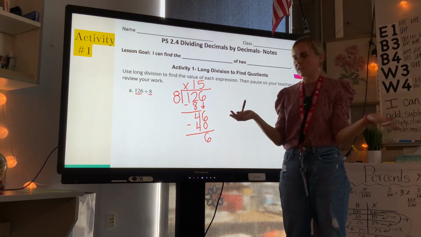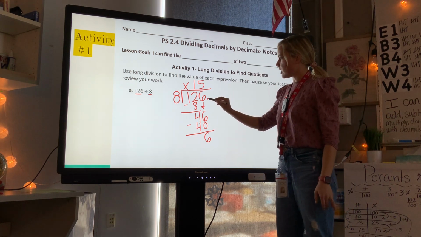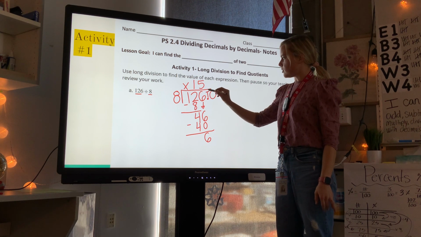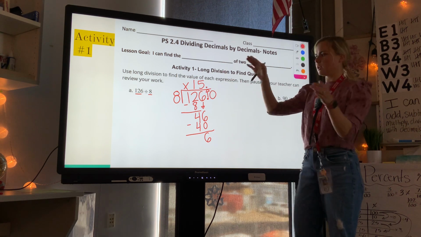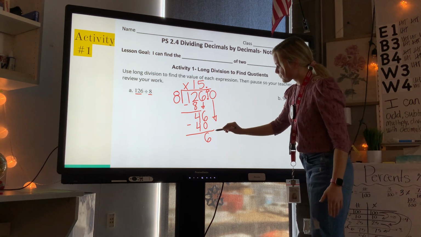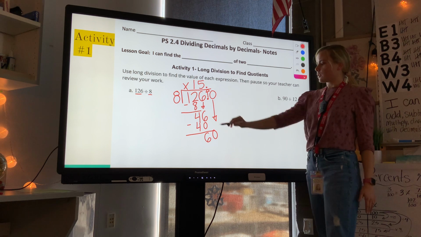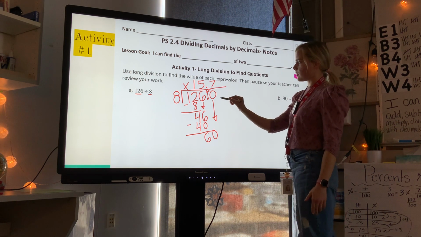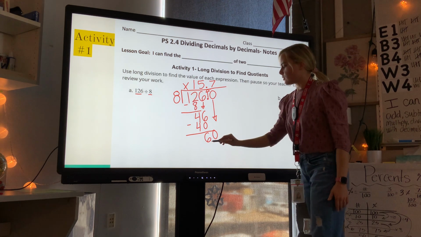We're writing our answer as a decimal. So we're gonna continue by writing 126.0. We bring up the decimal. So we know our answer is 15 point something. So now I can bring the zero down. I know 8 goes into 60 7 times. So I put the 7 right above that zero. 7 times 8 is 56.